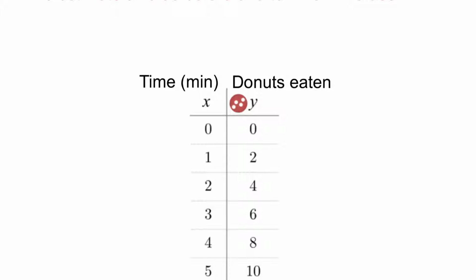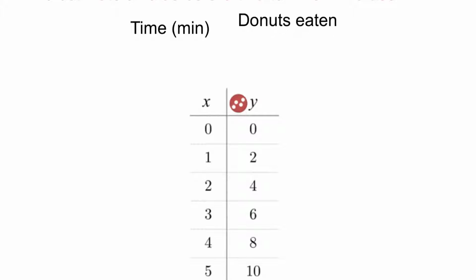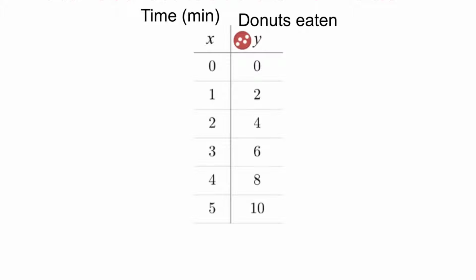Let's say we go to 6 minutes. How many donuts will I have eaten after about 6 minutes? 12. 12 donuts, exactly, because I eat 2 every minute. What about 7? 14. 14, exactly. So that's extrapolating. Going beyond the set of data you have now to estimate how much you will have in the future.